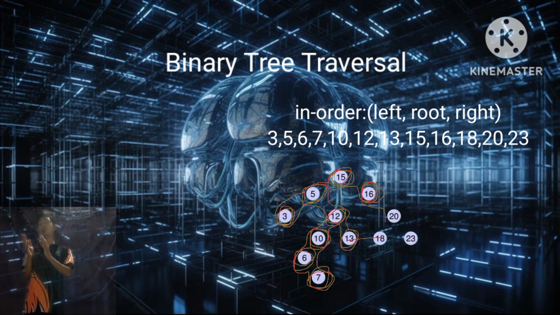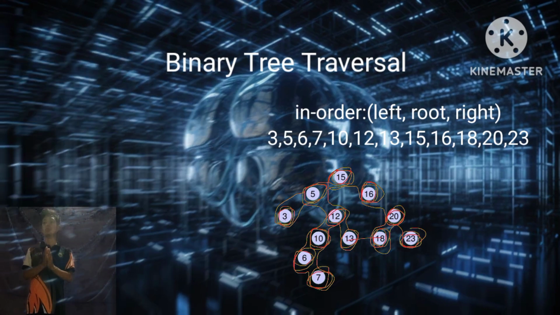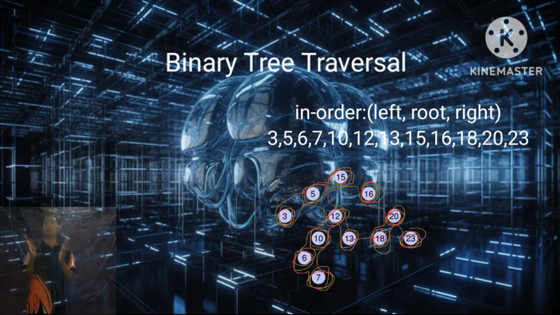So 20 has left and right, so we will go to its right. So we will print the 18, and then we will go back to 20. 20 is visited second time, so we will print the 20, and then we will print its right, or the 23. So that's the last in order. So it is 3, 5, 6, 7, 10, 12, 13, 15, 16, 18, 20, and 23.